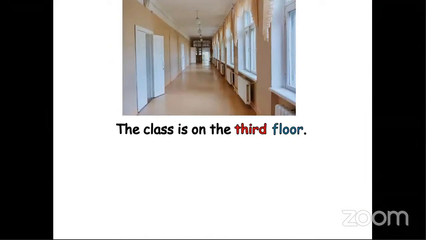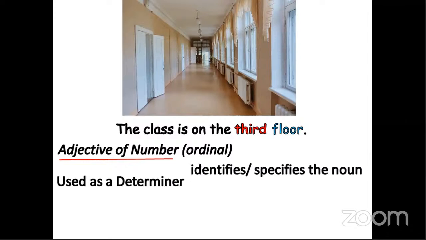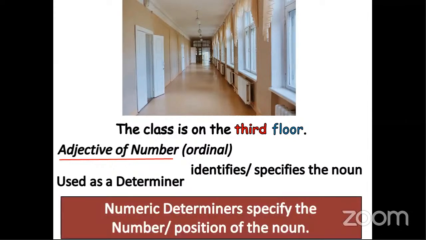But if we say the class is on the 3rd floor, which floor? 3rd floor. So 3rd is helping us to specify which floor. So 3rd, which is an adjective of number in the ordinal position, is telling us or specifying to us which floor. So here it is specifying a noun. Which noun? Floor. Hence, here it has been used as a determiner. So we can say numeric determiners specify the number or the position of the noun.